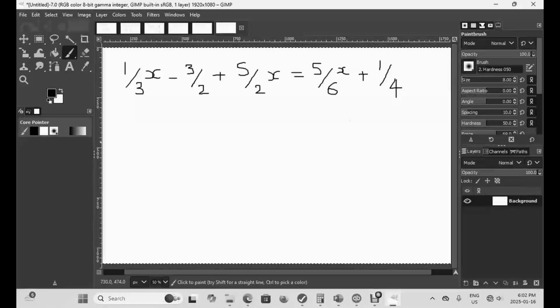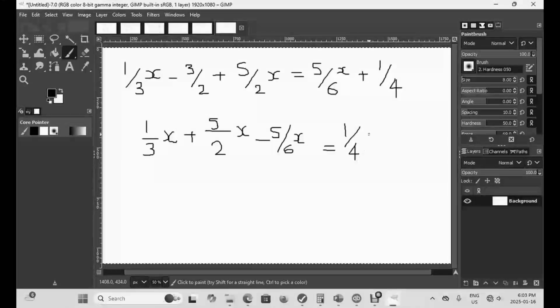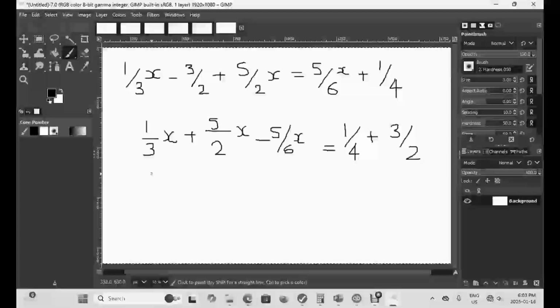All right, so again, you will group all the like terms together. So 1 over 3x plus 5 over 2x minus 5 over 6x equals 1/4 plus 3 over 2.